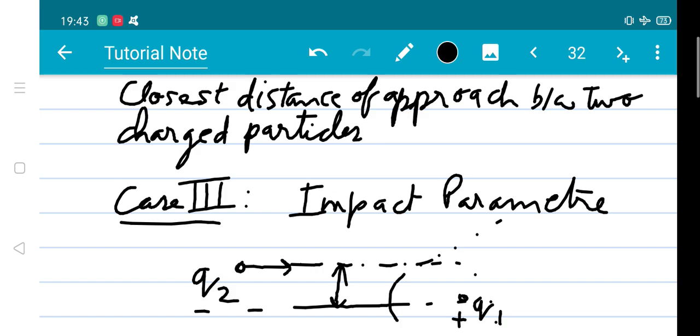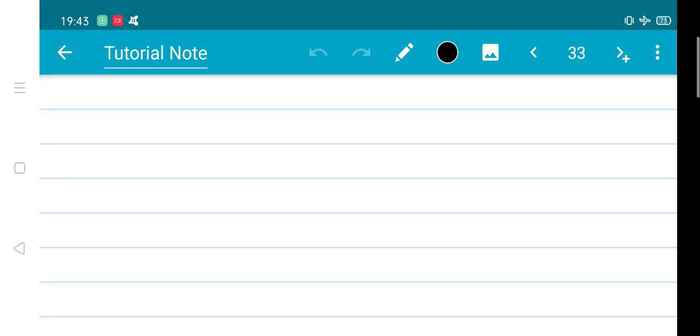It is a little bit different from distance of closest approach because the two charges are not in a straight line. So in this case the impact parameter and closest distance of approach are two different things. If Q2 and Q1 are in the same straight line, then impact parameter and distance of closest approach are one and the same thing as far as numericals are concerned. So let us do this.